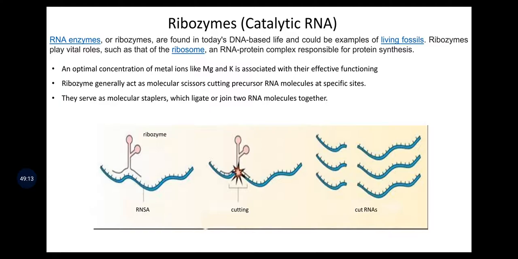Ribozymes generally act as molecular scissors, cutting precursor RNA molecules at specific sites. Here in the figure it is shown how it acts, cutting and chopping that particular sequence. They also serve as molecular staplers, which ligate or join two RNA molecules together. That means ribozyme has a dual function. It cuts and it also ligates.